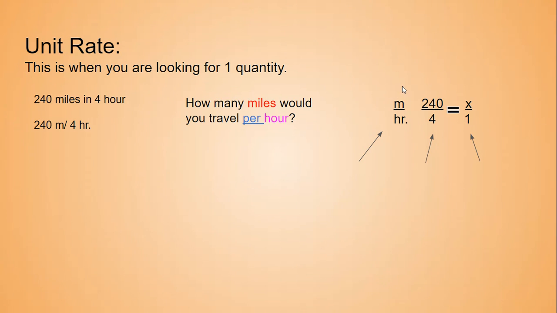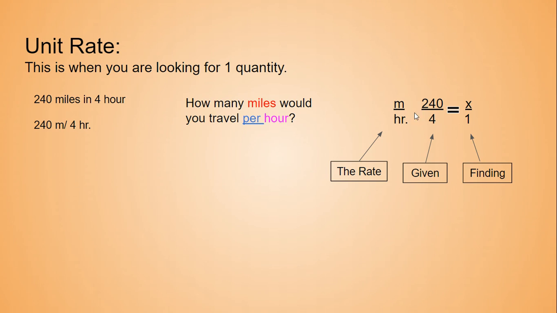This first setup is the actual rate, your units. What is given is what you want to list first in your proportion, and what you need to find is what you're going to list second. If you do that every time and keep it the same, you should be able to find unit rates fairly easily.